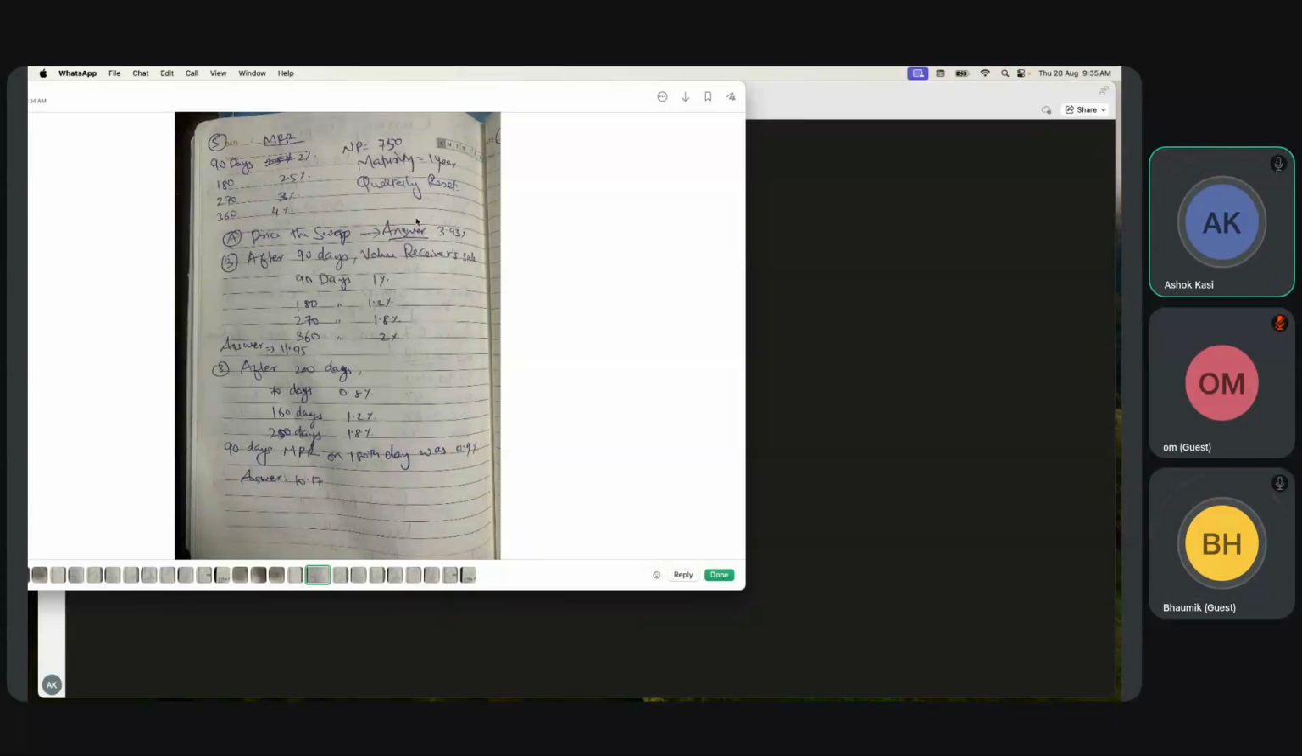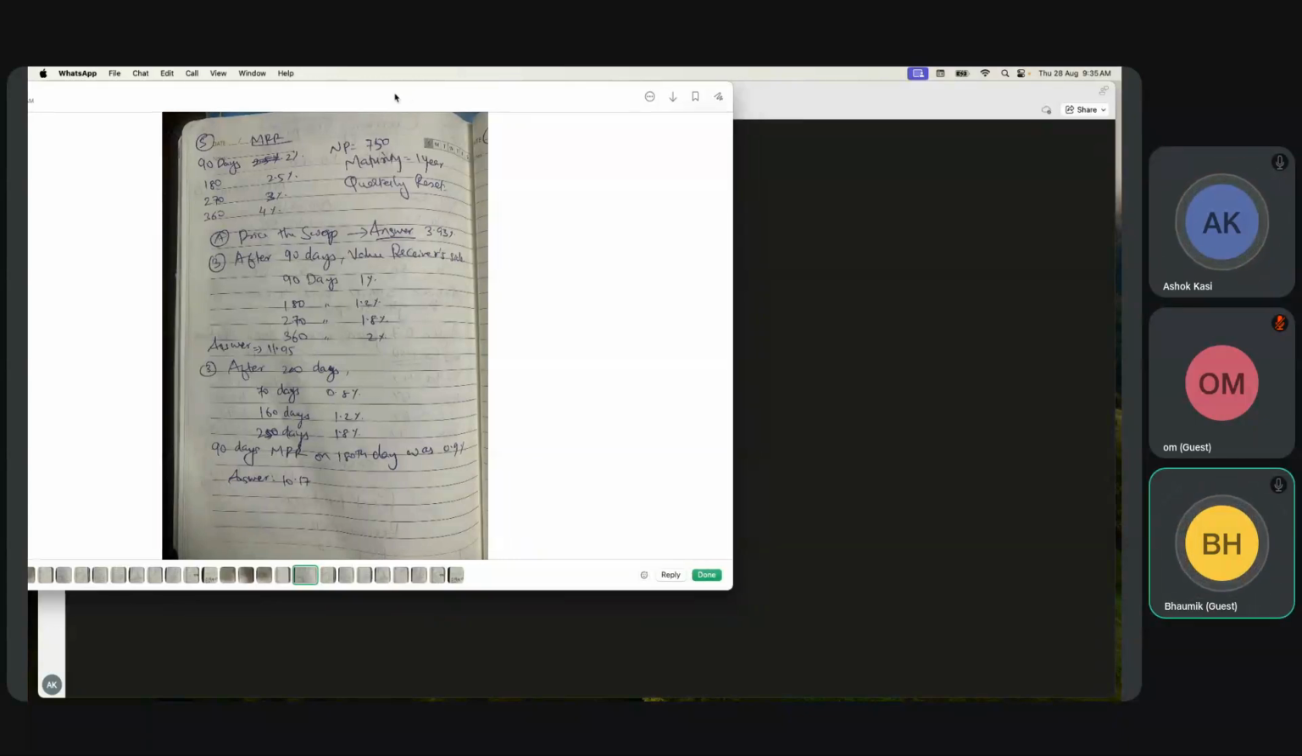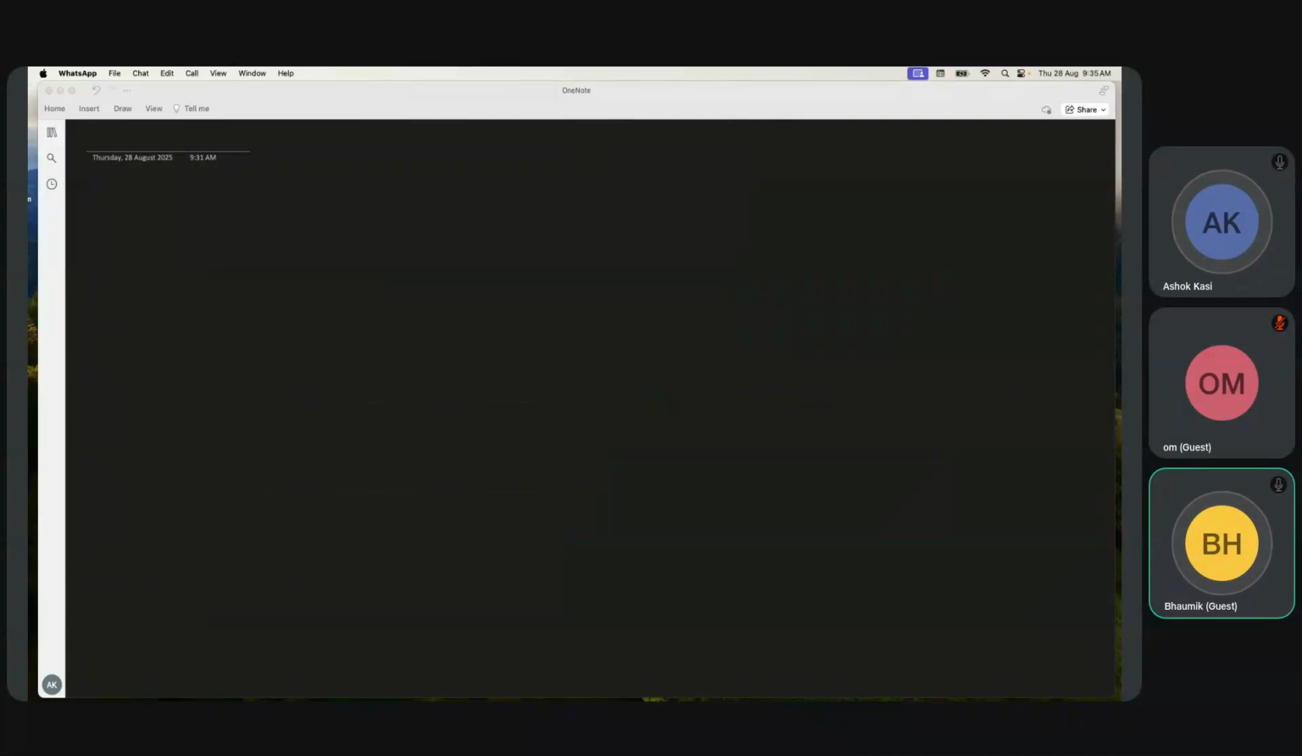You can see the question, right? I'm sharing it as well, so that in the recording you can see the question. Just try the pricing the swap thing.